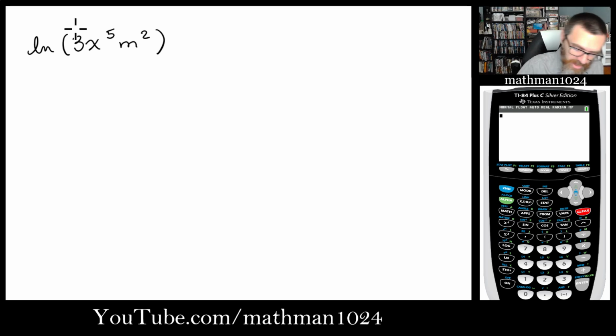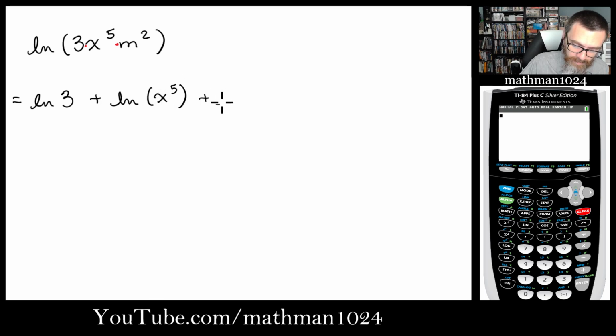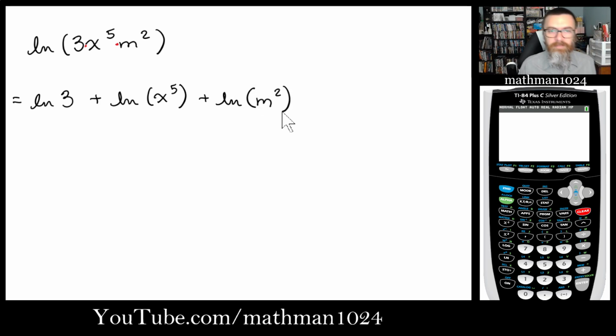We want to recognize that we have a product inside here in two different spots. And because we have that product, we will use the property that says if you have a product inside, then it becomes a sum of separate logarithms on the outside. So the first step would be to rewrite this as the natural log of 3 plus the natural log of x to the 5th plus the natural log of m squared.